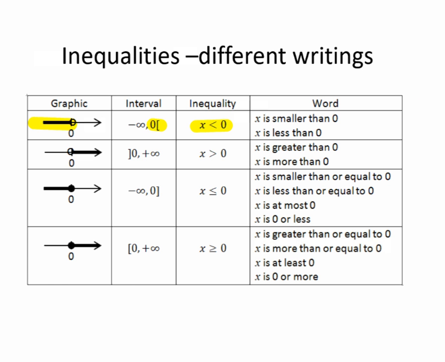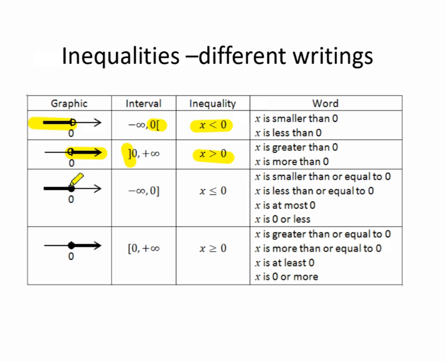We can also go the other way around, so we can go from 0 and all the way up. So it's going to be 0 facing out because the dot is open, so not included, to plus infinity. We can also write x is greater than 0, or we can also say x is more than 0.